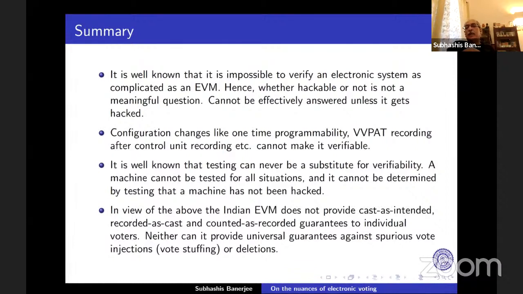Configuration changes like one-time programmability, VVPAT, control unit, these things are immaterial. They don't make a voting system verifiable at all. You cannot say that it is verifiable because you've got a strong certification and testing protocol. That's a fallacious argument. Testing can never determine whether a machine has been hacked or not.